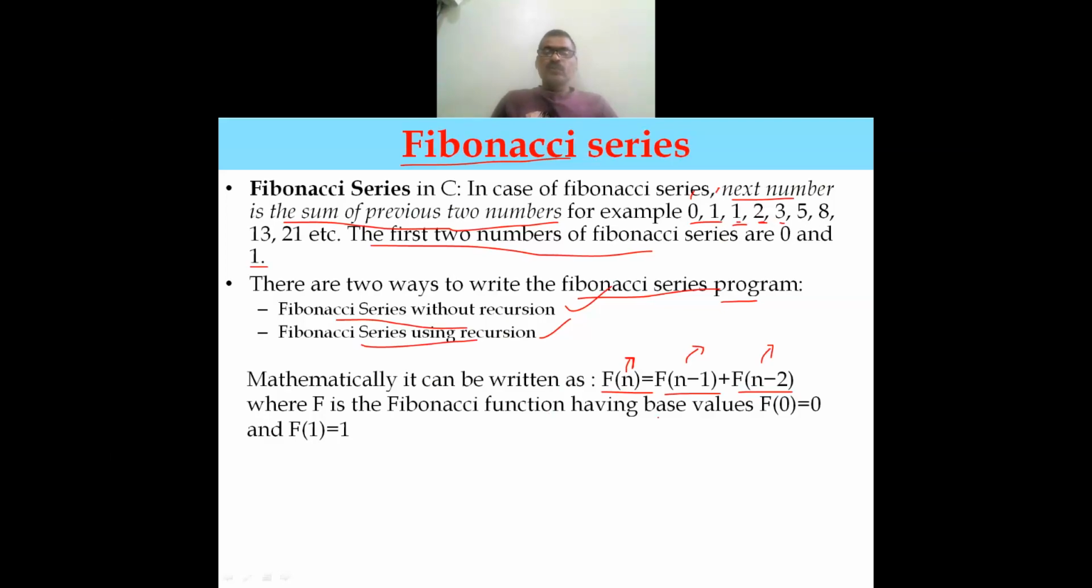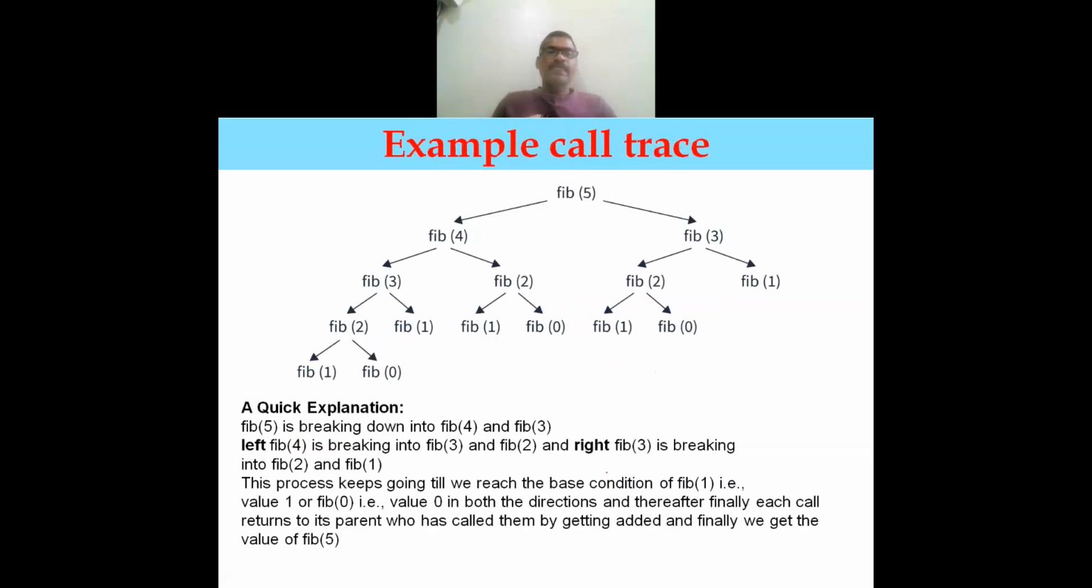Fine. So the base values are f of 0 is equal to 0 and f of 1 is equal to 1. These are the base values, and this is the recursive case. Got the point? So to compute the nth Fibonacci number, this is what we can mathematically define as the recursive definition.